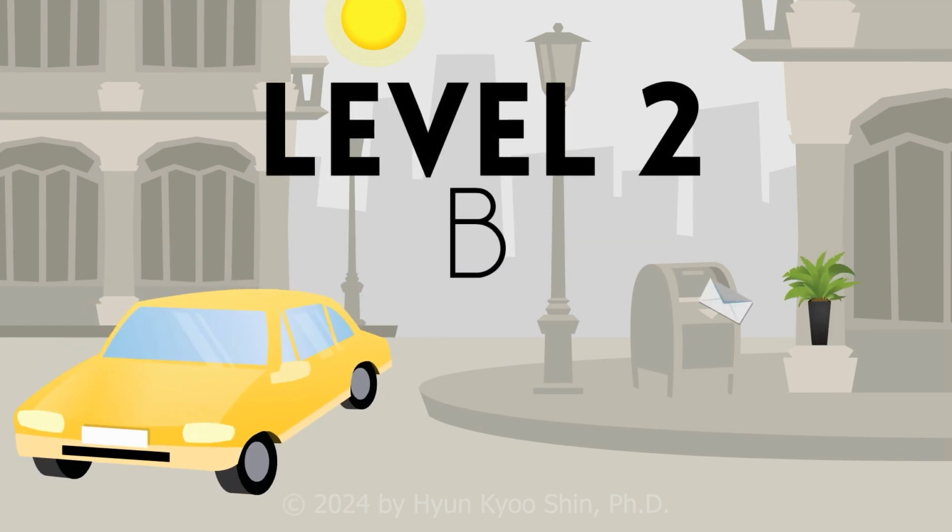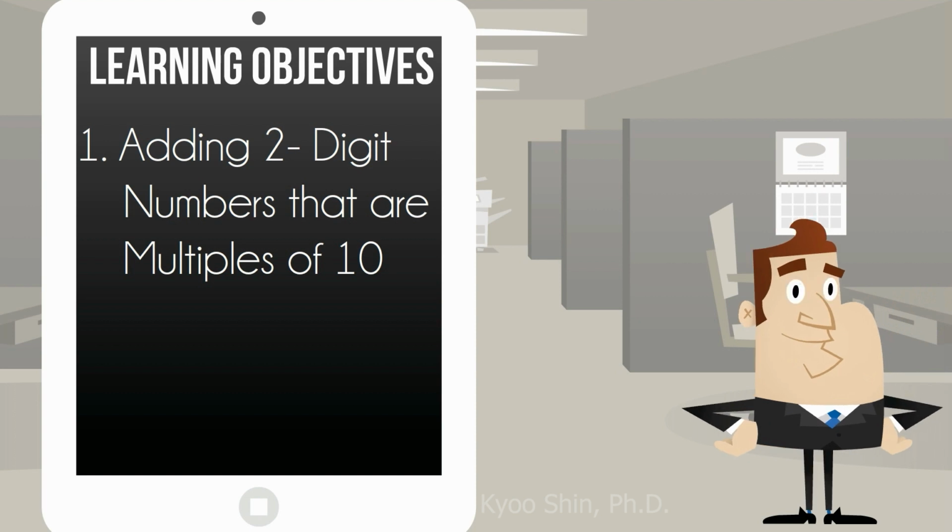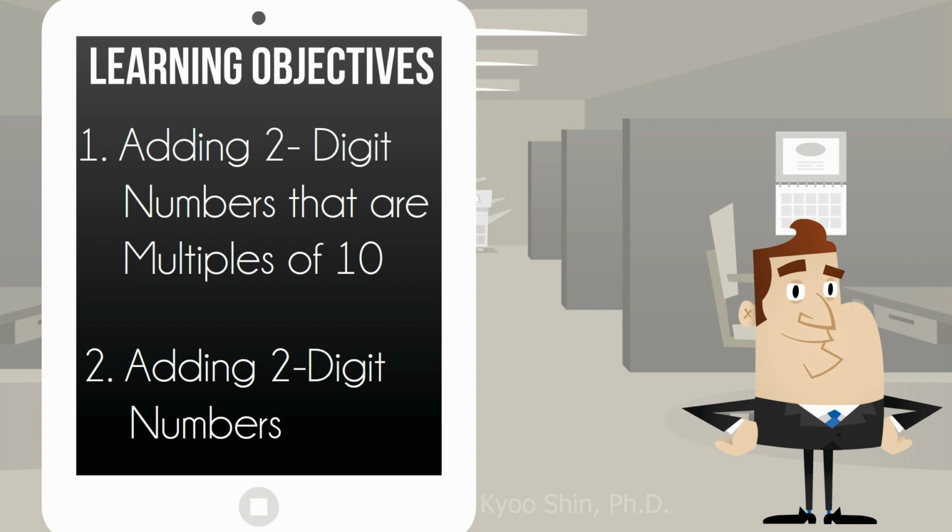Level 2, B. Today, we're going to learn about two concepts. First, adding two-digit numbers that are multiples of 10. Second, adding two-digit numbers.